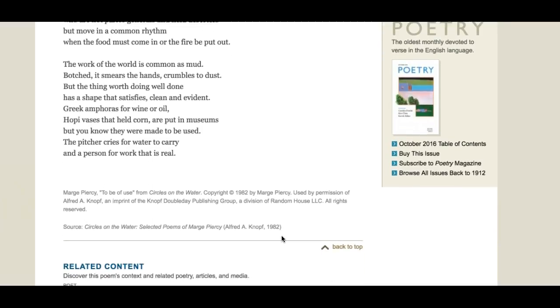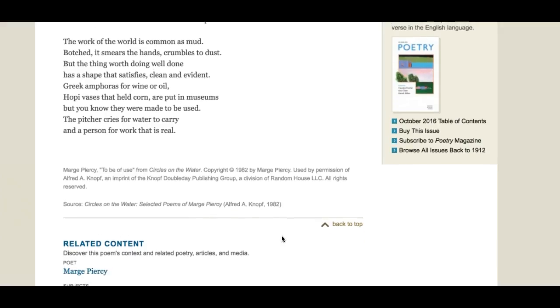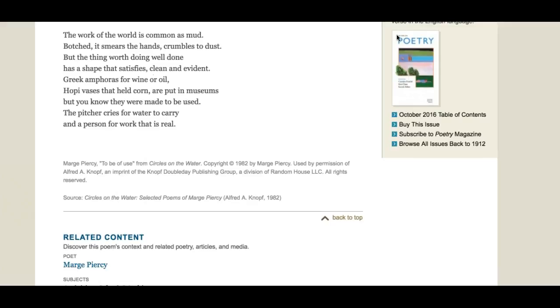The work of the world is common as mud. Botched, it smears the hands, crumbles to dust. But the thing worth doing well done has a shape that satisfies, clean and evident. Greek amphoras for wine or oil, Hopi vases that held corn, are put in museums, but you know they were made to be used. The pitcher cries for water to carry, and a person for work that is real.